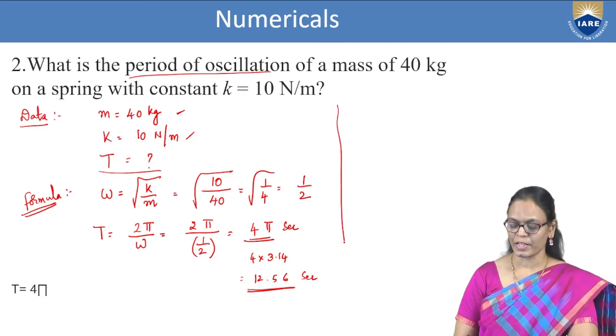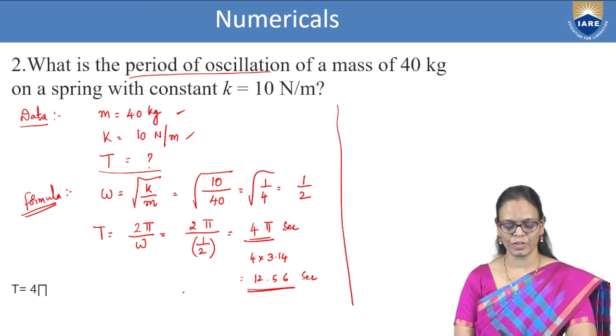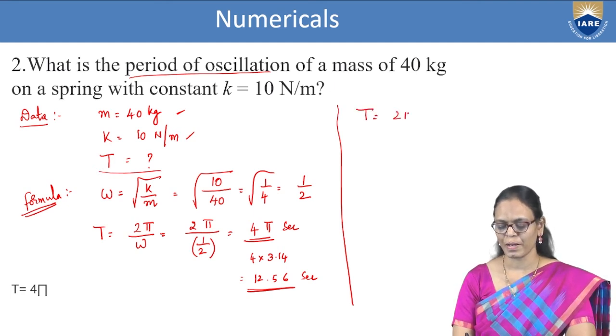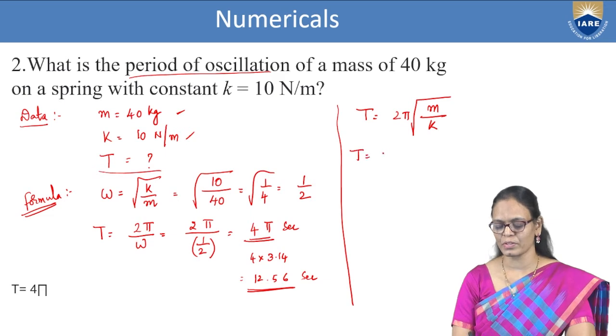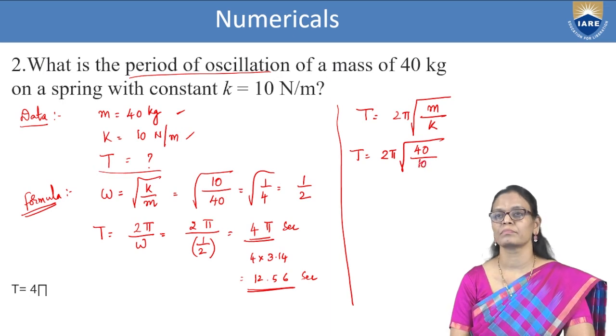Or the other method is to use the formula directly for the time period. T is equal to 2 pi under root M by K. This is the direct formula we have for time period. So T is equal to 2 pi under root M is 40 and K is 10.